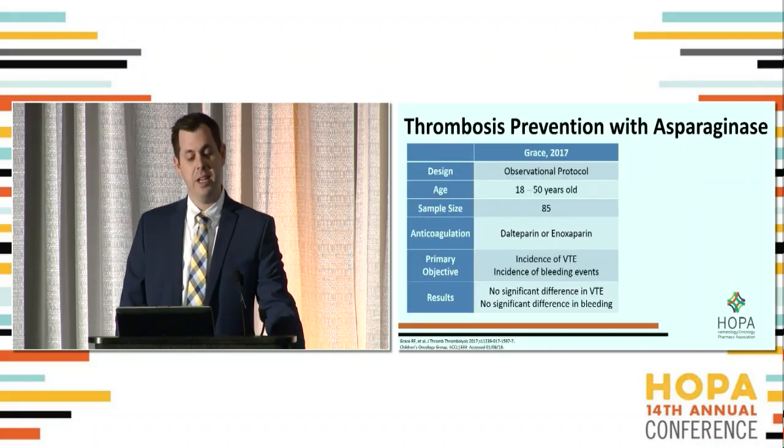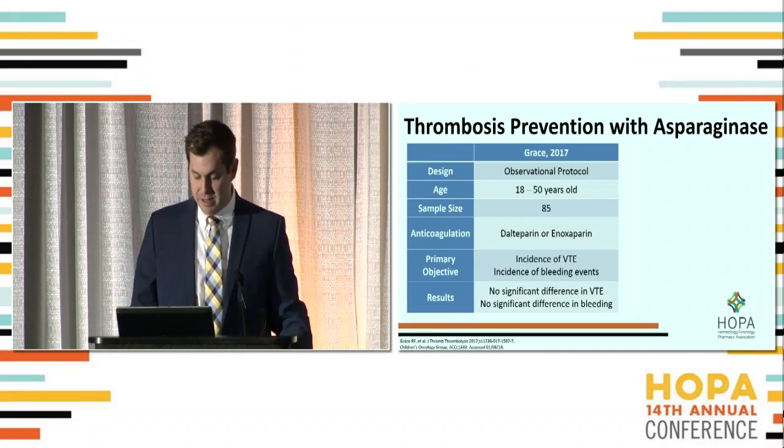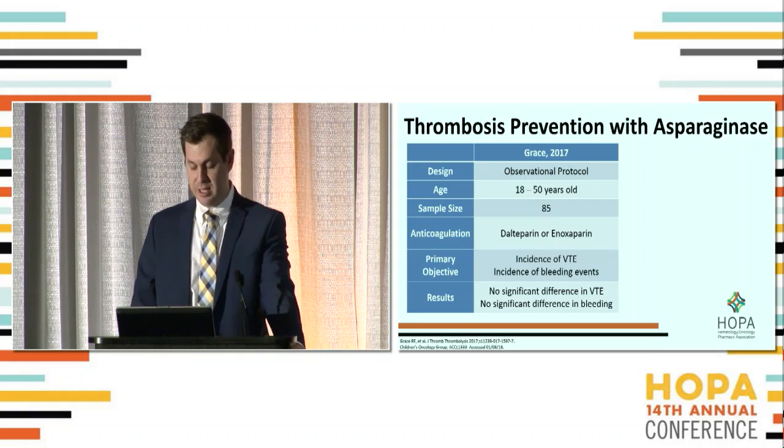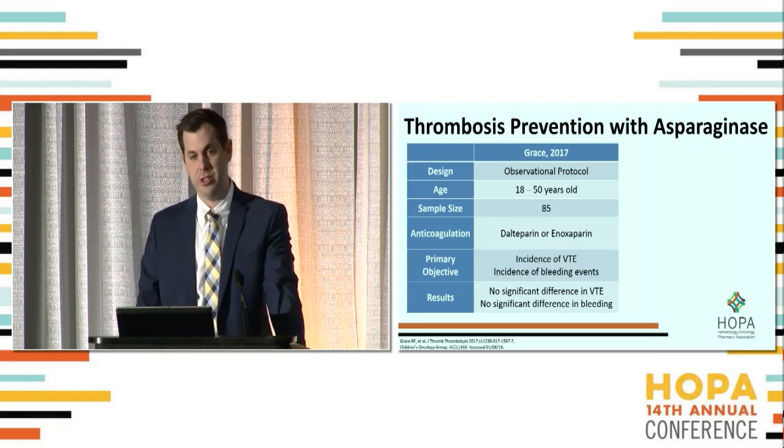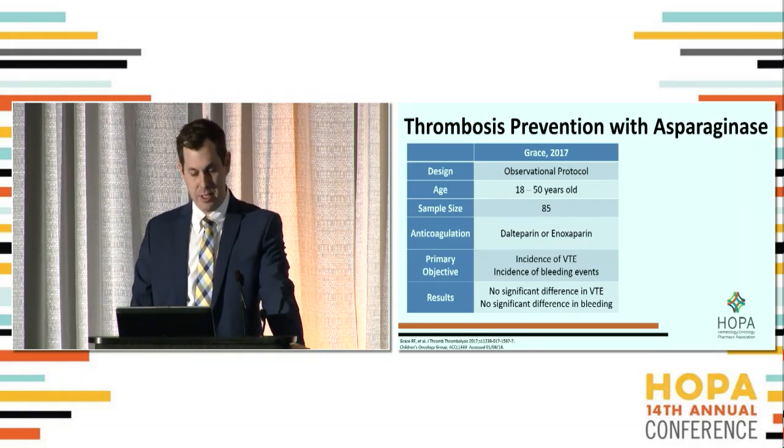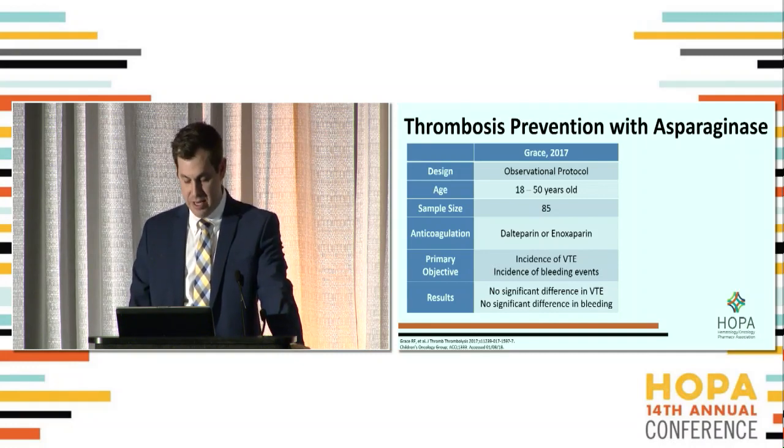When looking at a couple of studies with actual thrombosis prevention with asparaginase, last year the Dana-Farber group published their results with a pediatric-inspired ALL protocol that excluded Philadelphia-positive patients. It was an observational protocol. Patients were aged 18 to 50 years of age. 85 patients were in the sample. 36 of those received anticoagulation. 49 of them did not.